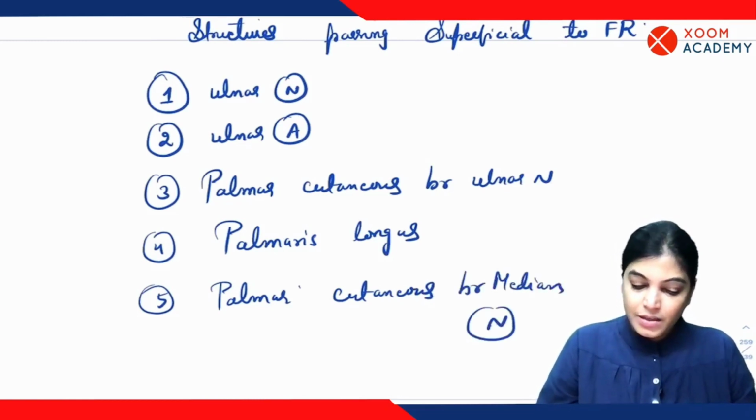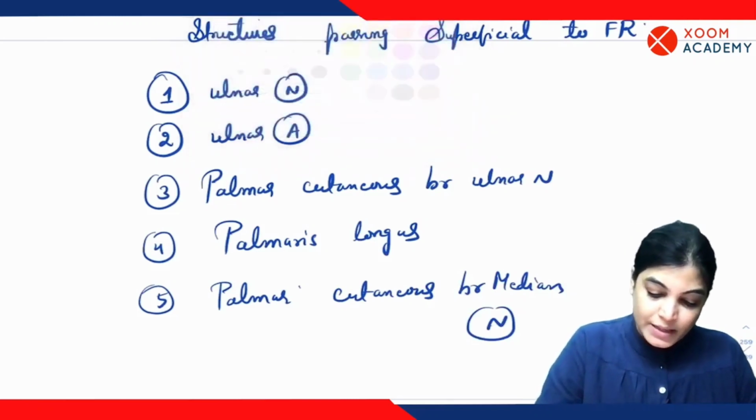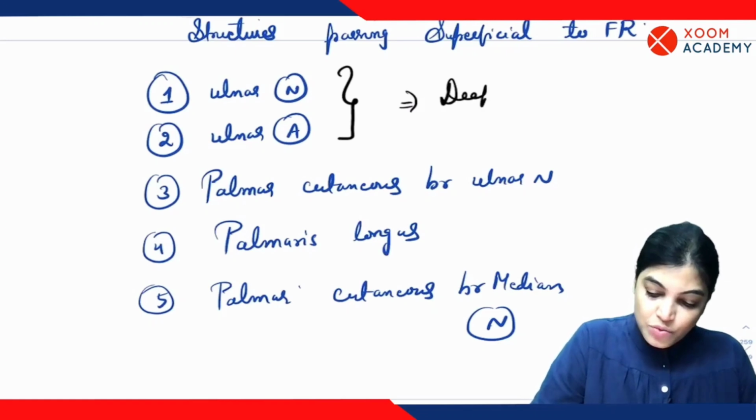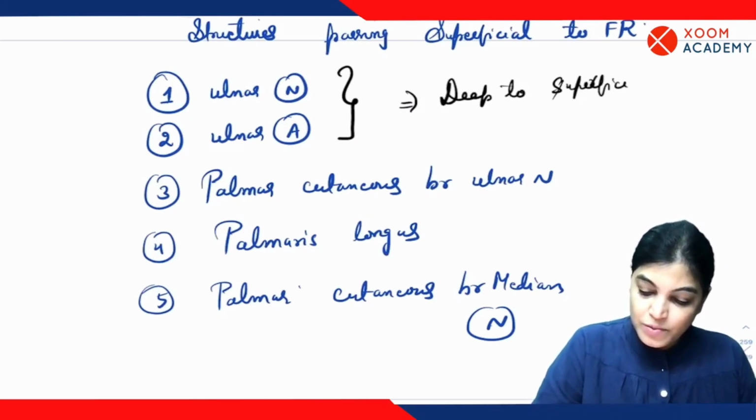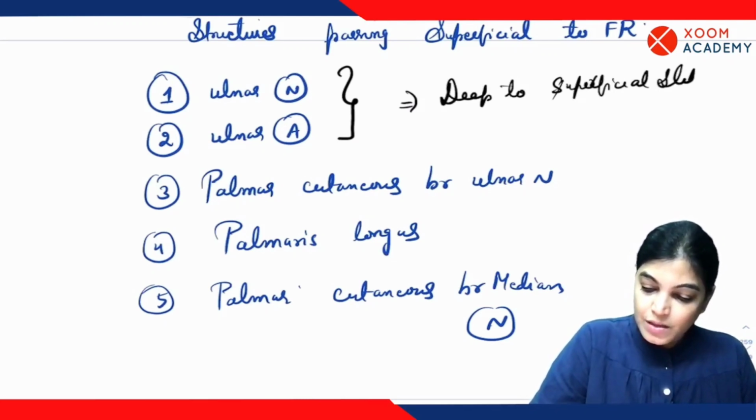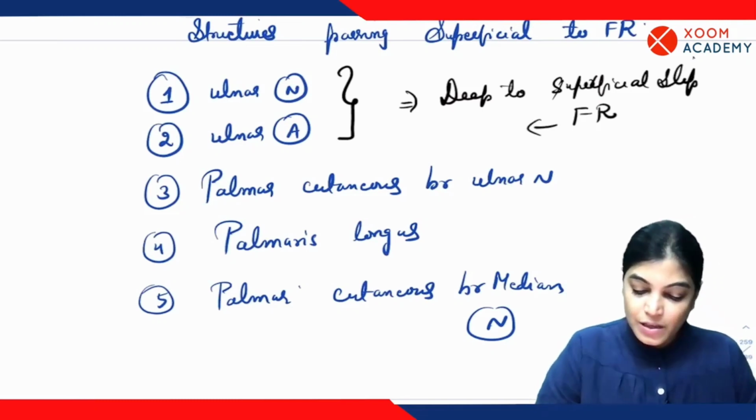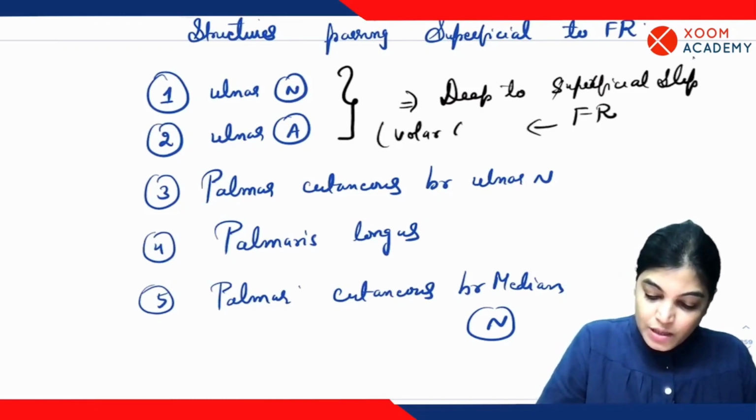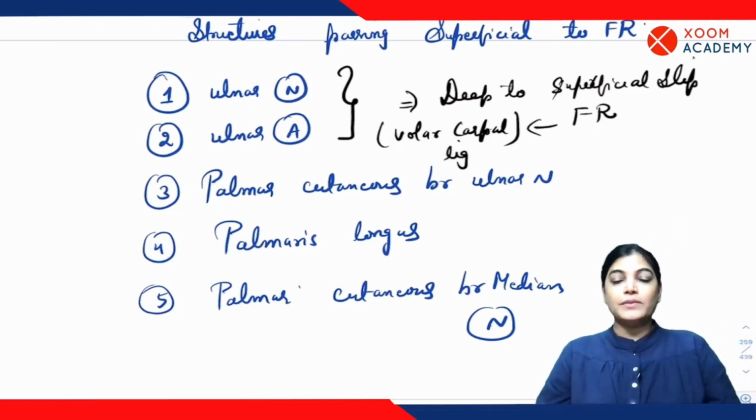Now, here I want to write one important point: the ulnar nerve and ulnar artery traverse deep to the superficial slip of flexor retinaculum. What is the name of the superficial slip of flexor retinaculum? That is called the volar carpal ligament. Okay.